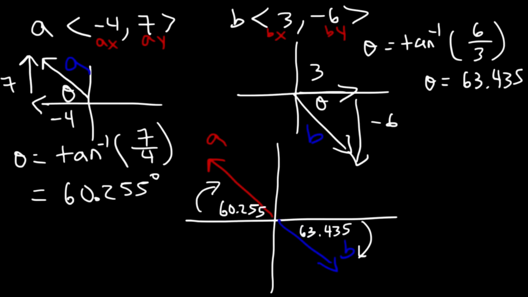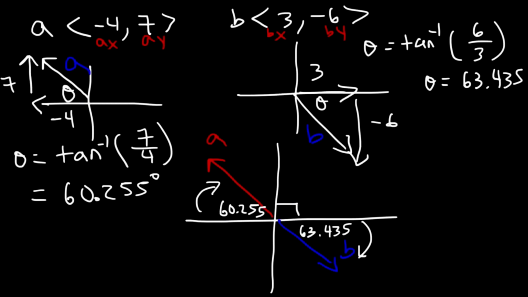Our goal is to find the angle between vectors A and B. So we could find it this way, or we could find it that way. We need to find it both ways and pick whichever is smaller. Using the arc cosine formula that we did, which was the dot product of A and B divided by the magnitudes of A and B, it's going to give us the smaller of these two angles. So if you don't know which one is smaller, just find both of them and then pick the smaller one.